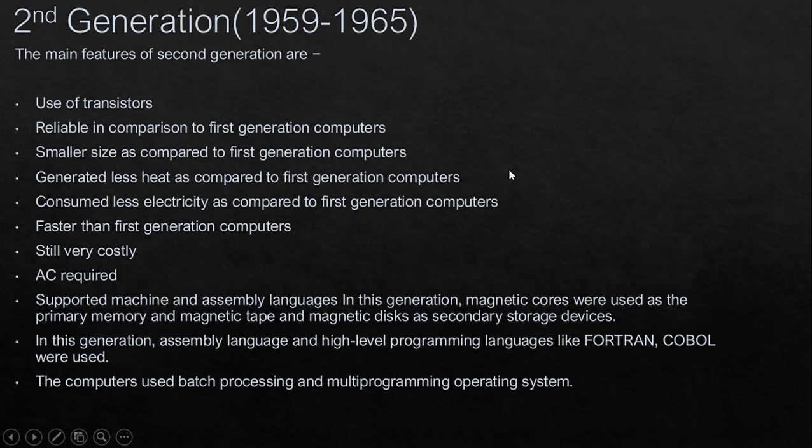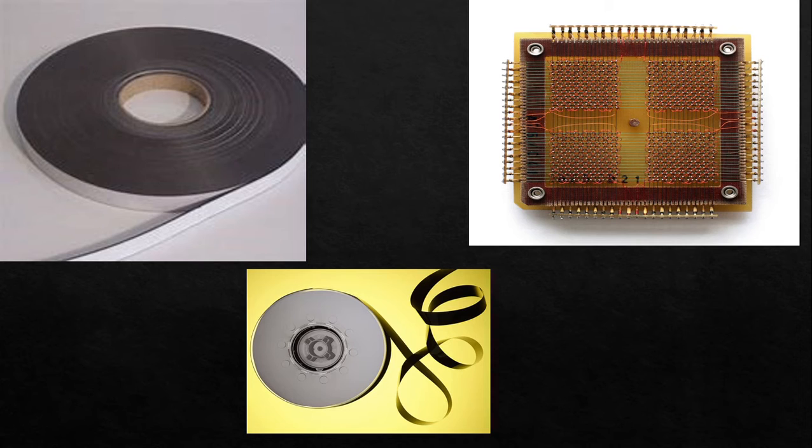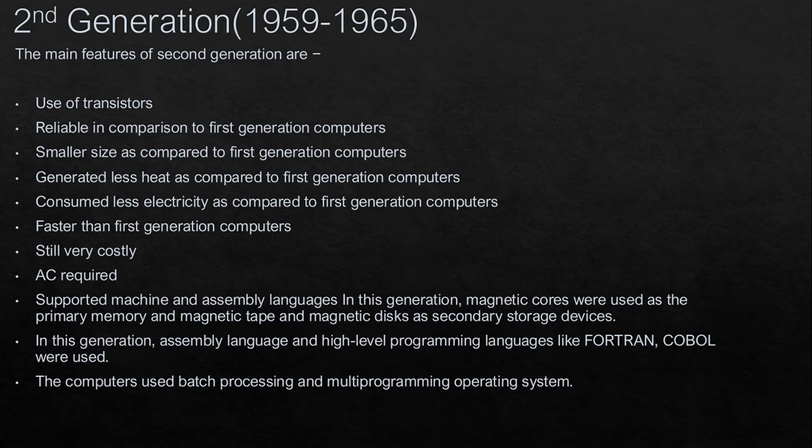Let's see. So here also some advantages and some drawbacks are there. So what are second generation computers' advantages? Let's discuss. It uses transistor. This is the picture of transistor. Reliable, smaller in size. It generates less heat because vacuum tubes are not here. It consumes less electricity and it is faster than first generation computer. But it's still very costly and it requires air condition as well. It supports machine and assembly languages in this generation.